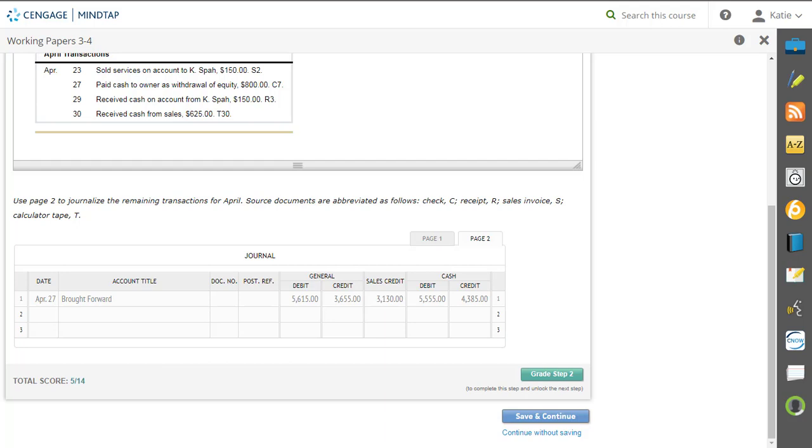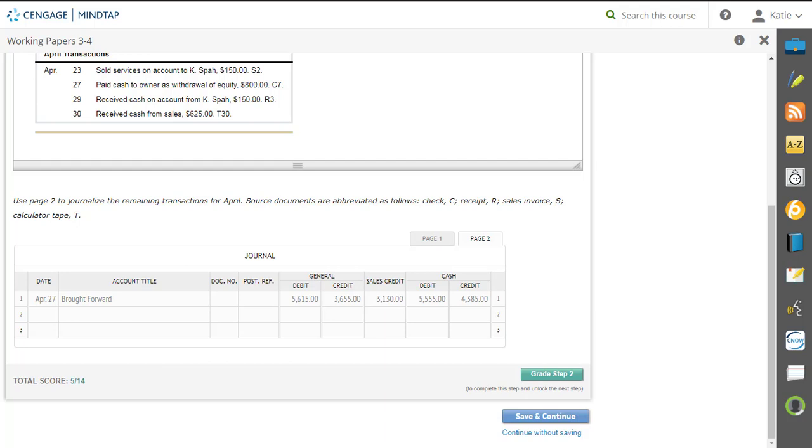And page 2 says, use page 2 to journalize the remaining transactions for April. Source documents are abbreviated as follows: C check, R receipt, S sales invoice, and T calculator tape. So we know that the last transaction we journalized was April 27th. How do I know that? The date right here where it says brought forward.